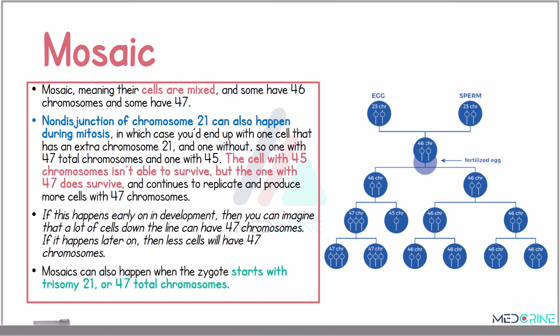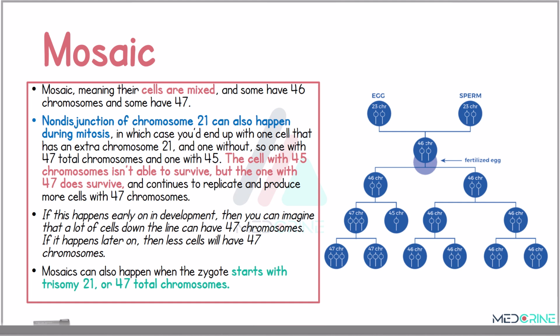Non-disjunction of chromosome 21 can also happen during mitosis, in which case you end up with one cell that has an extra chromosome 21 and one without chromosome 21. So one with 47 chromosomes and one with 45 chromosomes. The cell with 45 chromosomes will not be able to survive, but the one that has 47 chromosomes can survive and continue to replicate and produce many more cells with 47 chromosomes.